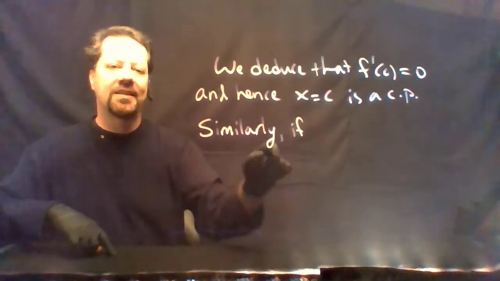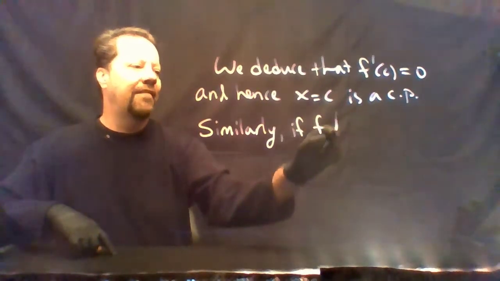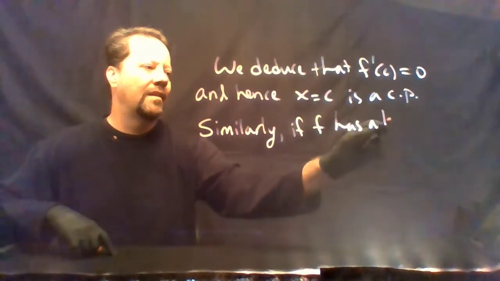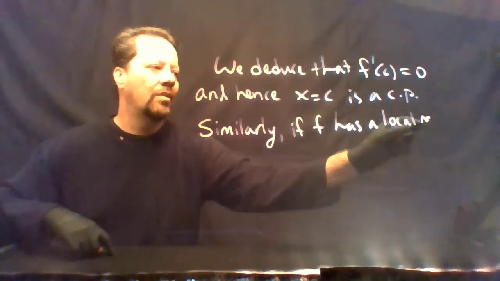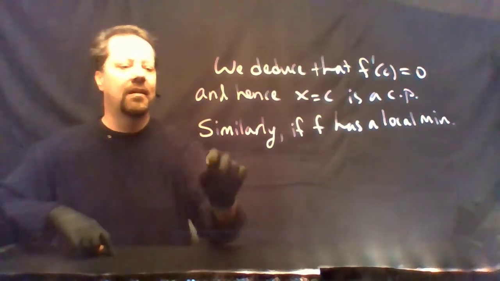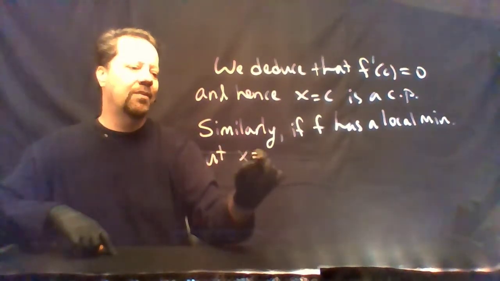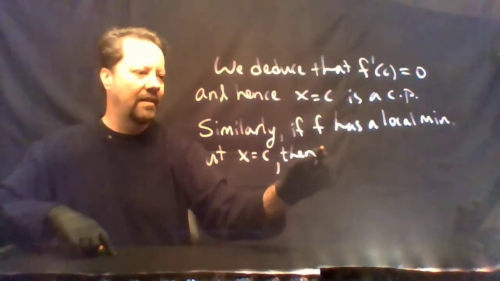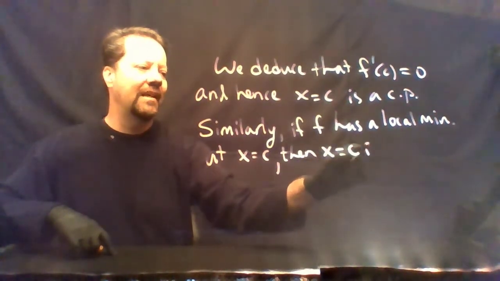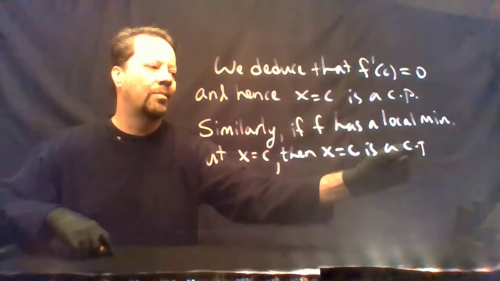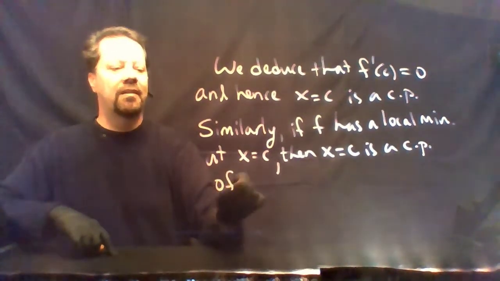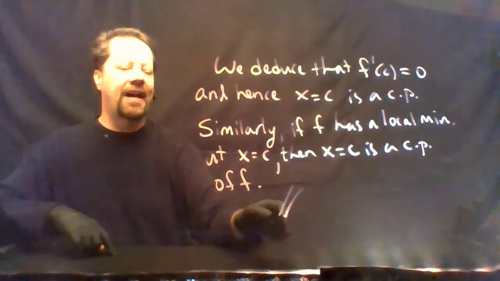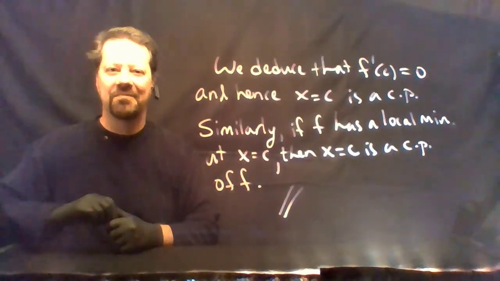So I'm just going to say similarly, if f has a local min at x equals c, then x equals c is a critical point of the function f, and that will be the end of the proof.